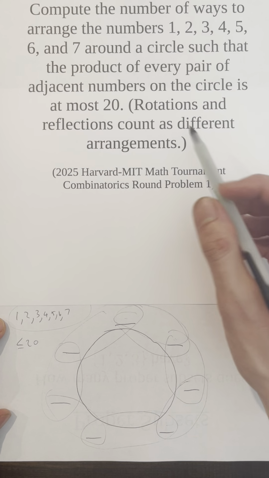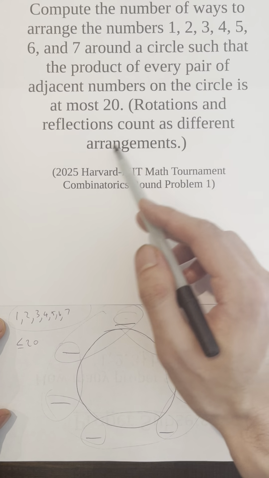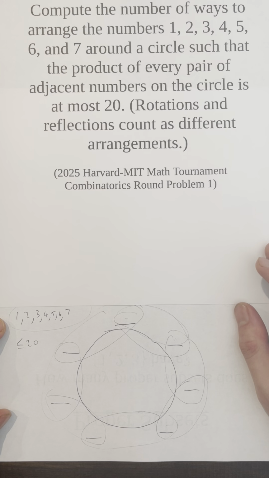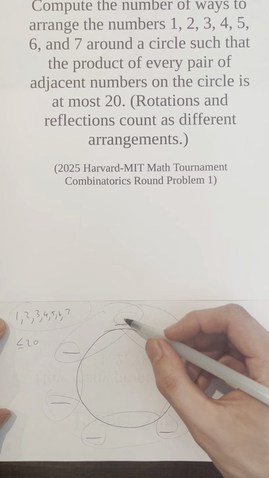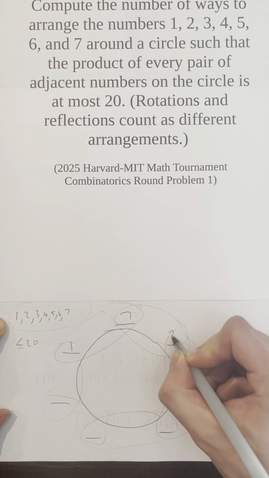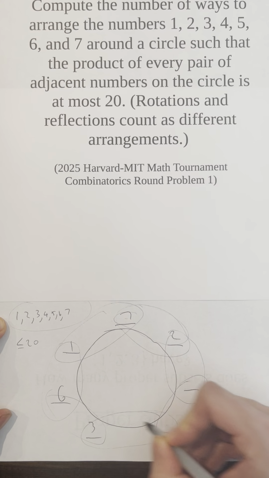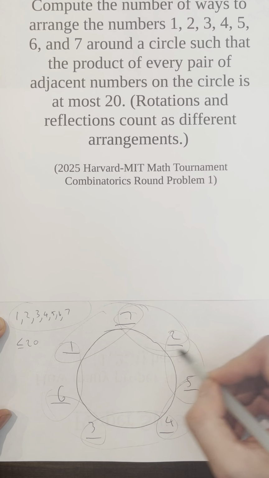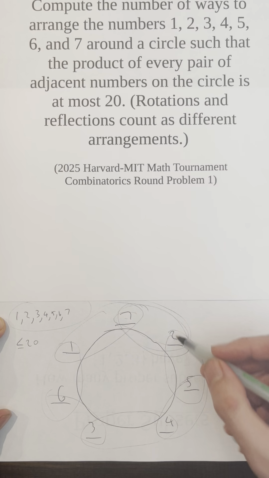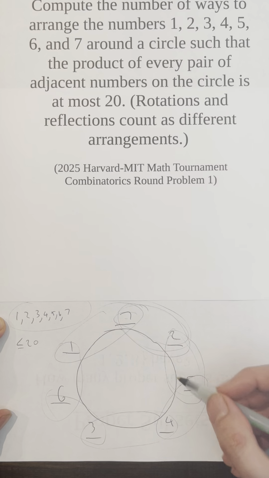And what does the last part mean? Rotations and reflections count as different arrangements. Basically, let's say we find an arrangement that works. I'm just going to say it's like this. You can check that this works. This times this is less than or equal to 20. This times this is less than or equal to 20. And you can keep going on your own to check that this works.